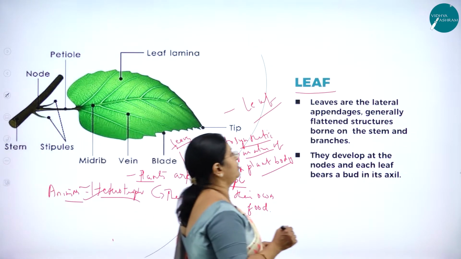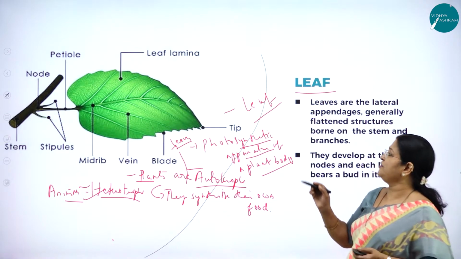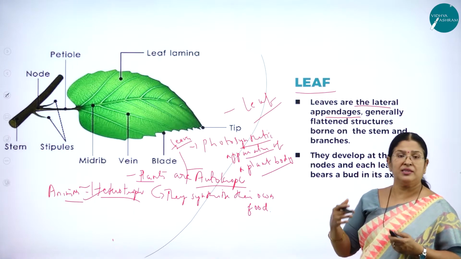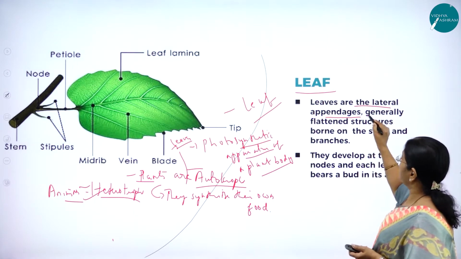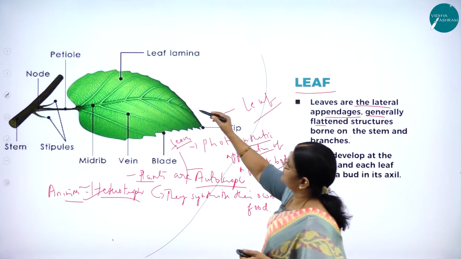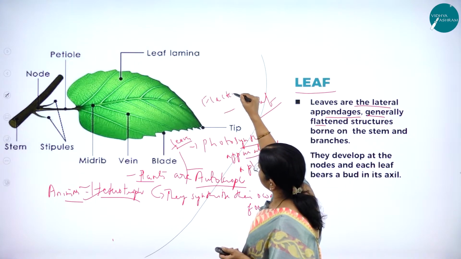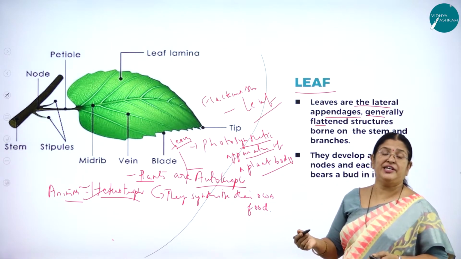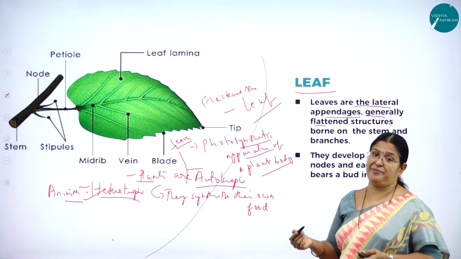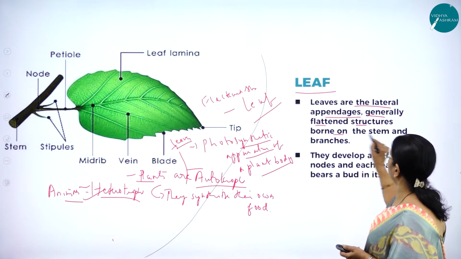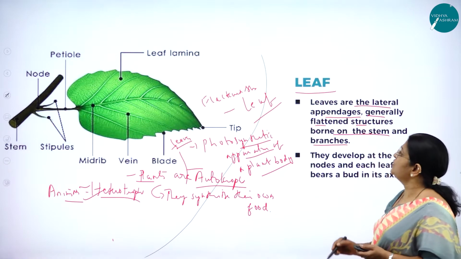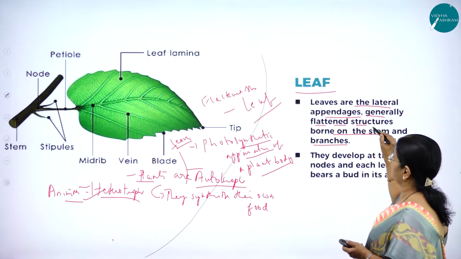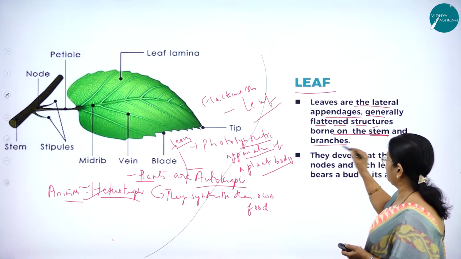Now let us study about the leaves. So what are leaves? Leaves are the lateral appendages. Usually we come across the branches bearing the leaves, and generally flattened structures. Here you can see they are flattened structures. And we even come across different types of leaves. The leaves are differently shaped. Don't we come across structures borne on the stem and the branches? So, leaves are the lateral appendages, generally flattened structures borne on the stem and branches.